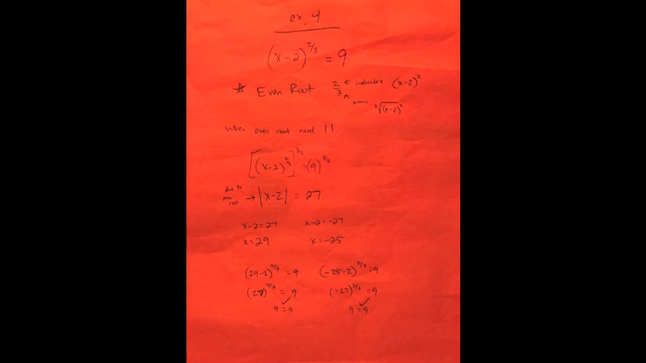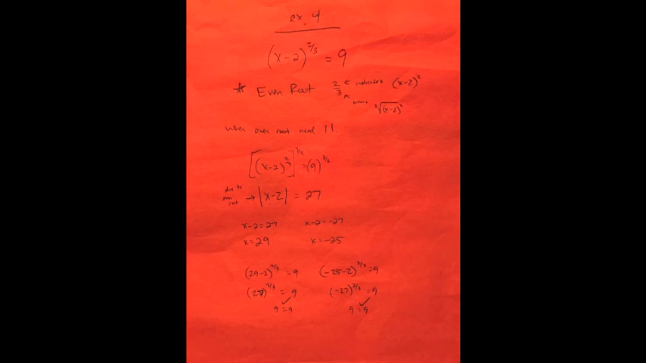Okay, so we have x minus 2 to the 2/3 power equals 9. Like I suggested earlier, we're going to raise both sides to the power of 3/2 in order to use the power of a power and multiply and get an exponent of 1. So we'll get x minus 2 equals 9 to the 3/2 power, which is 27. This is where the absolute value comes into play. We put an absolute value around the x minus 2.